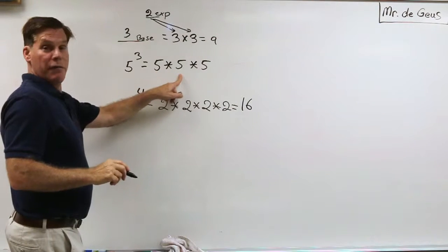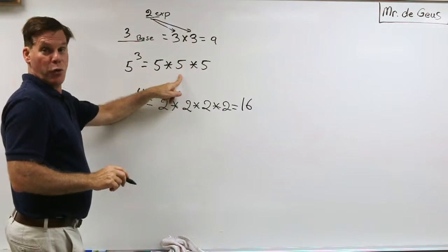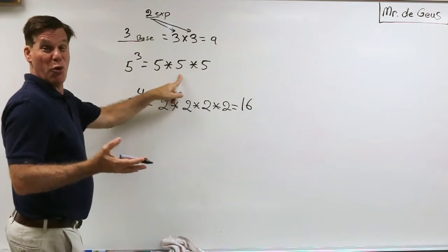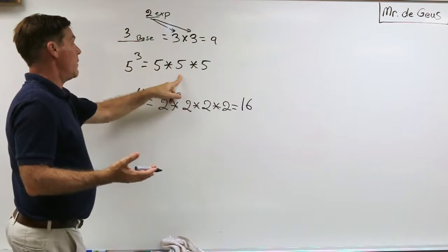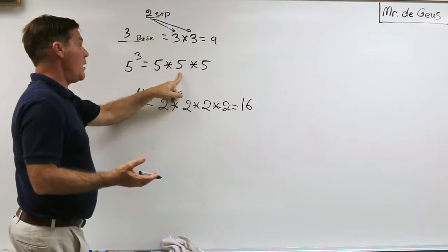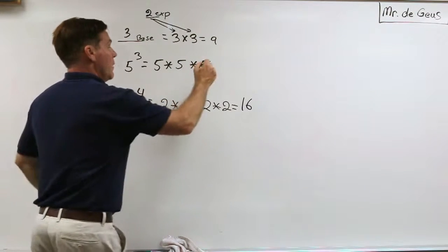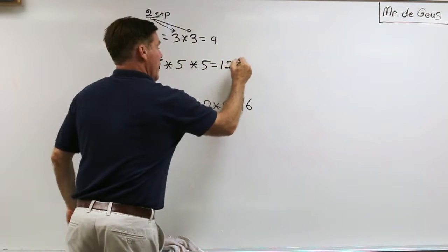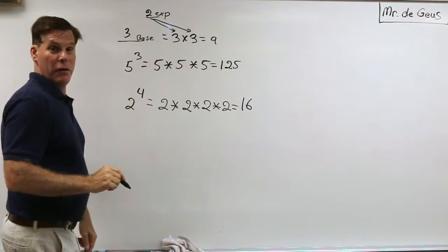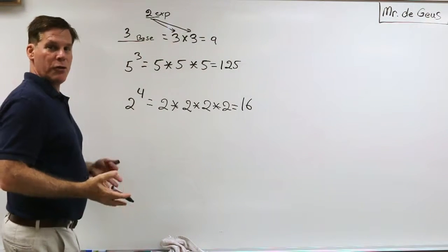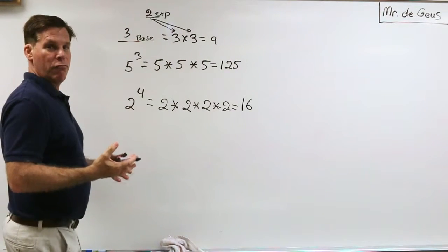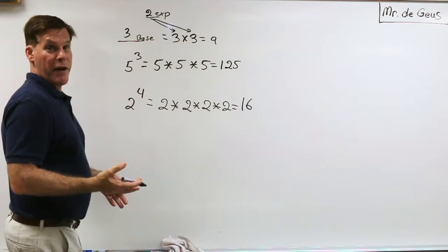So 5 times 5 is, you got it, 25. And I just like to think quarters whenever I think of 5. Right? So 5 times 5 is 25 times 5. That equals 125. So we can see how the numbers are going to get really big, really fast.